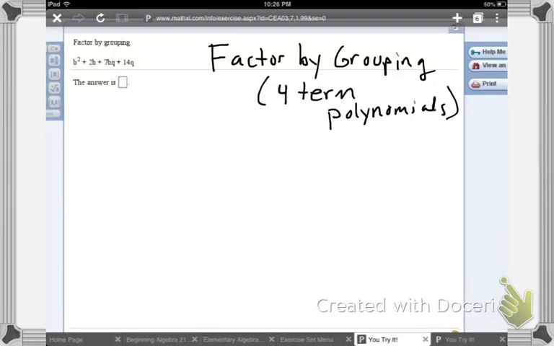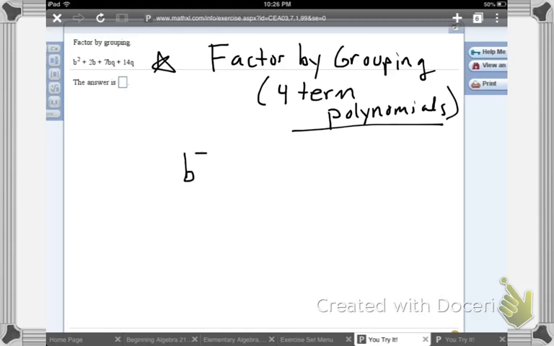Okay, so I wanted to do some extra practice with factor by grouping, and I really just want to target these four-term polynomials. When I start mixing binomials and trinomials and quadrinomials all together, sometimes students get lost. So I just want to target four-term polynomials, and once you feel you've mastered those, then you move on to your trinomials and your binomials. But let's just start with this lovely four-term polynomial here.